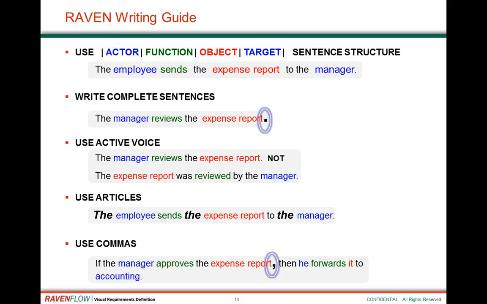And if you click on that button, you'll get a little writing guide that has some assistance for you in terms of learning how to express or describe the process using this form of an actor, performs a function, handles an object, and delivers it to another actor as a target. So look for that in the interface.